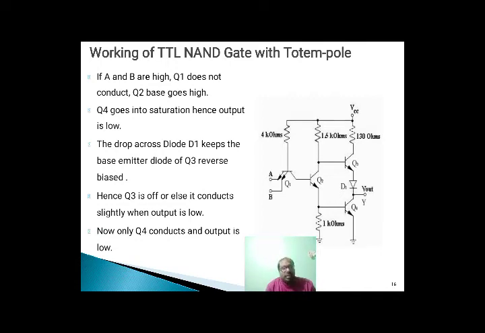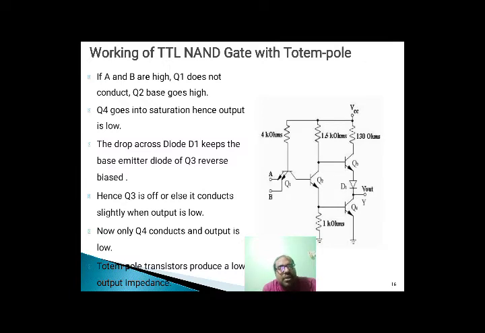Here see, if A and B are high, Q1 does not conduct and Q2 base goes high. And Q4 goes into saturation, hence output is low. The drop across diode D1 keeps the base emitter diode of Q3 reverse biased. Hence Q3 is off, or else it conducts slightly when output is low. Now only Q4 conducts and output is low.